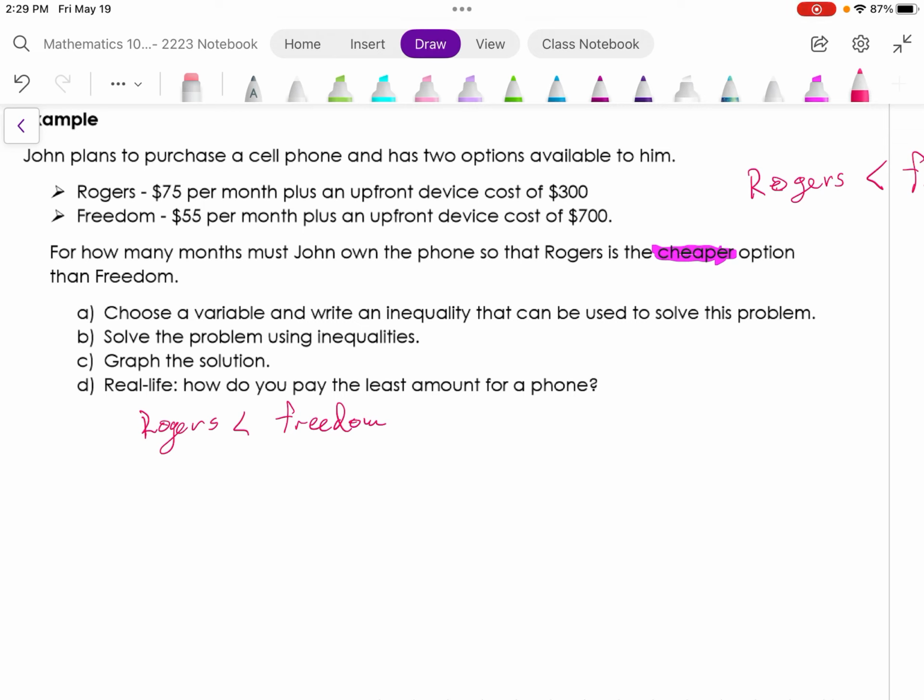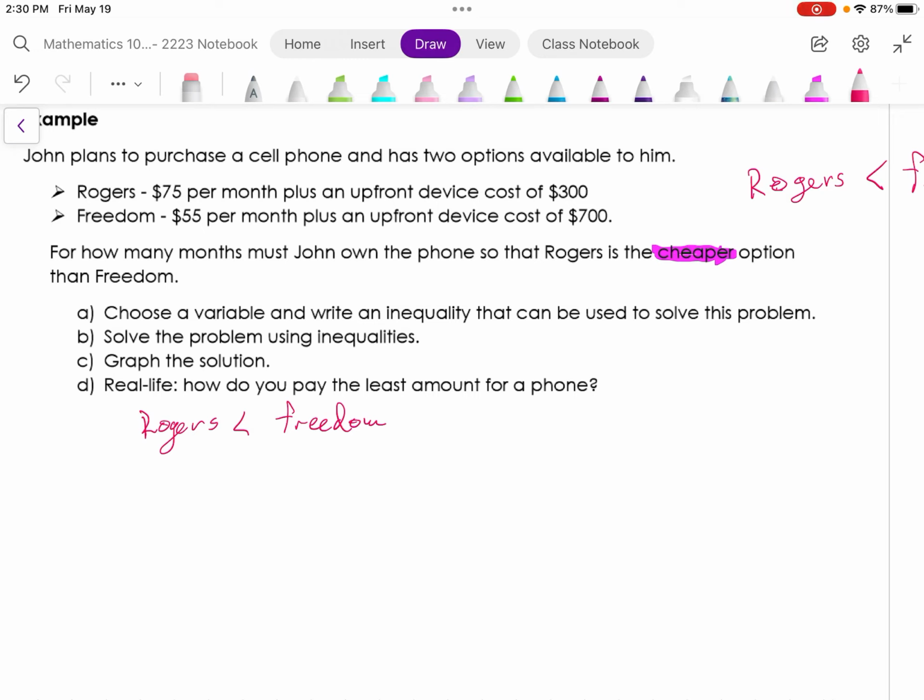If we take a look at our question, Rogers is $75 a month. It's more per month, but it has a cheaper upfront cost. So to buy it initially, it's cheaper, but it costs you more per month. Whereas Freedom costs you more for the upfront device, but per month it's less.